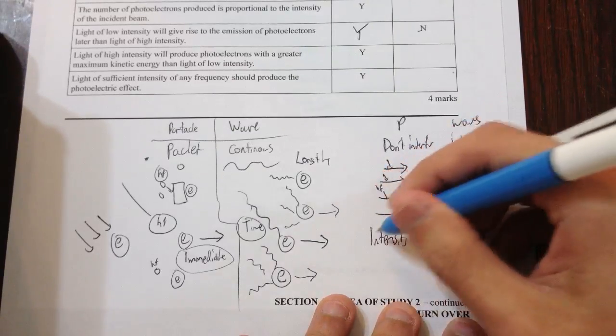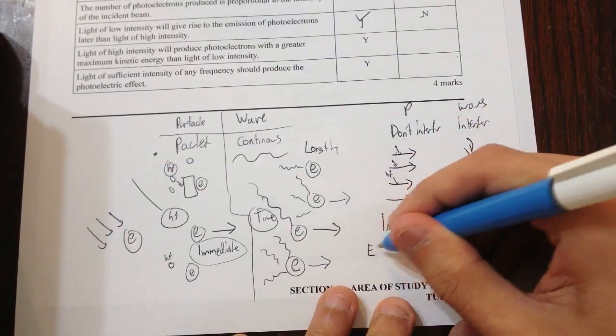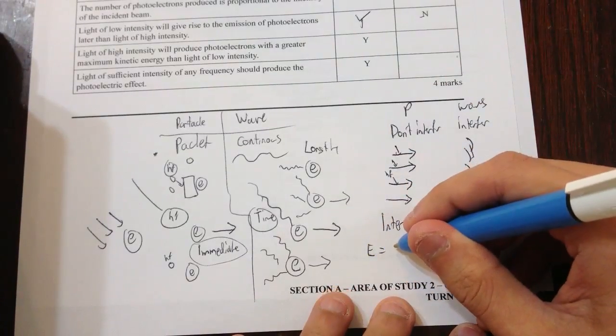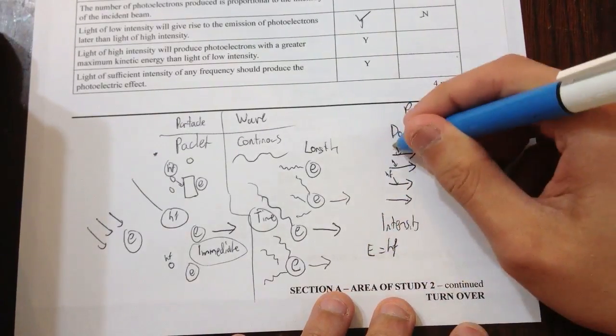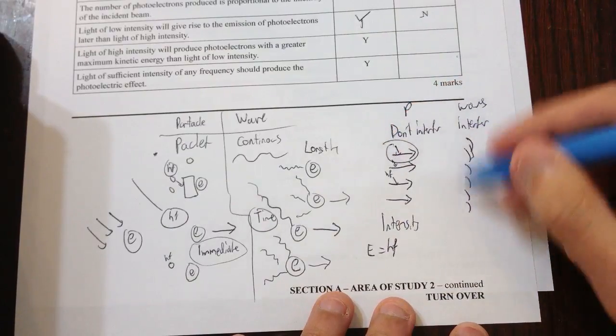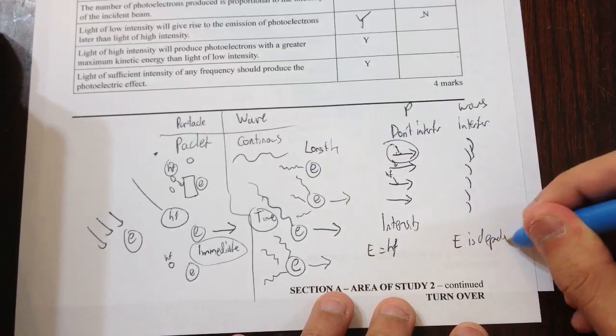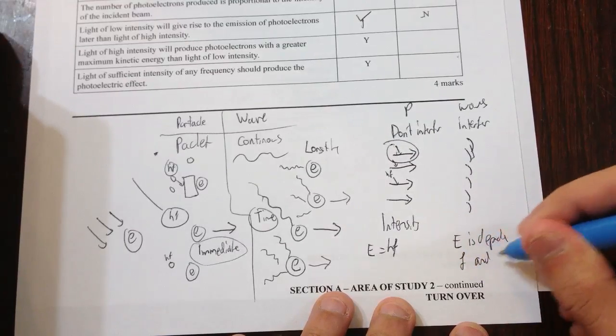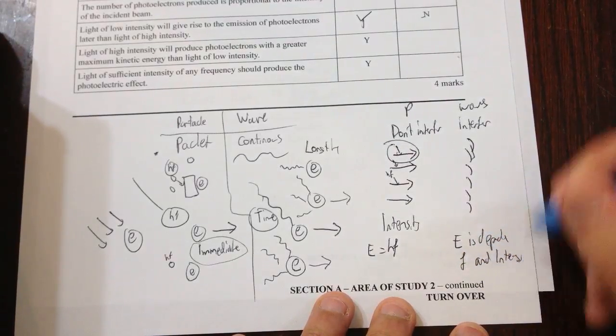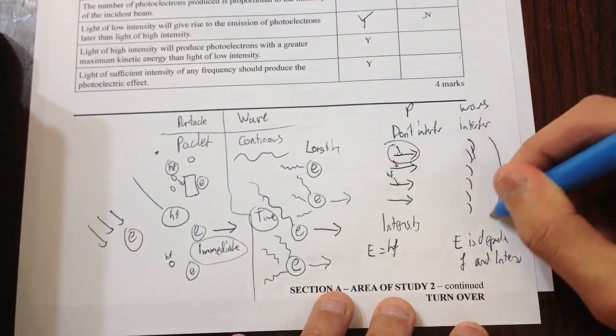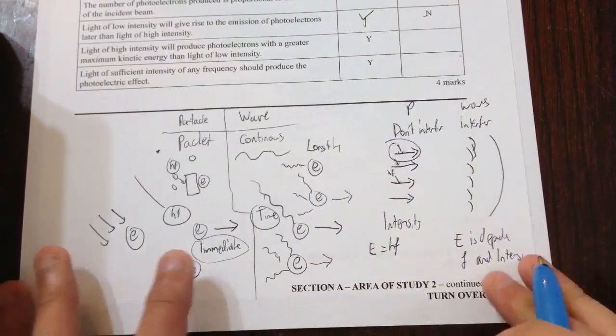So the energy for a particle model is only dependent on frequency. It's the energy for each of these. Whereas interference can occur here, so energy is dependent on frequency and intensity. Because if we have more waves, we can combine them to make one super huge wave. That's kind of the idea.